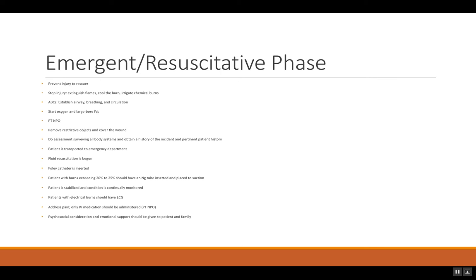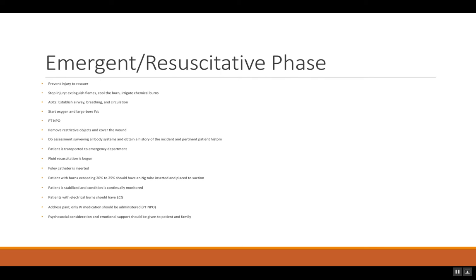It's when the patient's transferred to the emergency department, when the fluids are started, when a Foley's inserted. Anyone who has burns to 20 to 25% or more of their body should have an NG tube placed to suction, keep their stomach emptied. They're stabilized and the condition is continuously monitored. Anyone with an electrical burn should have an ECG. They're usually on continuous monitoring.